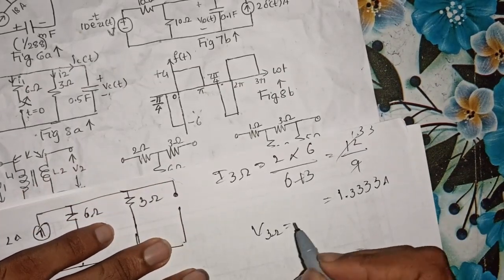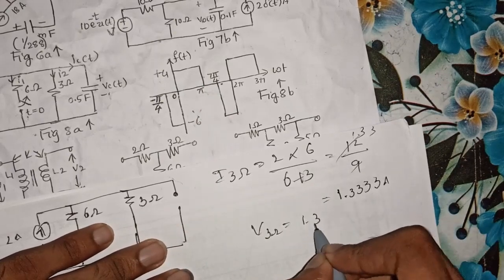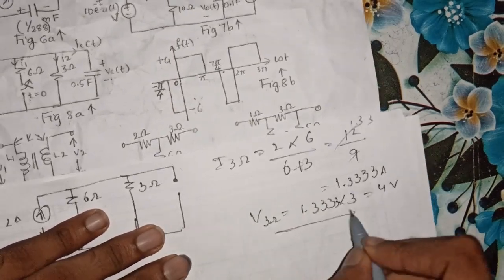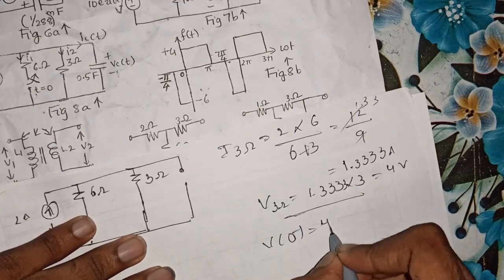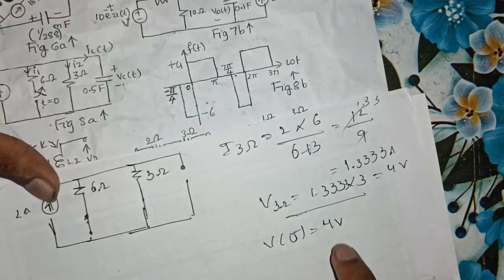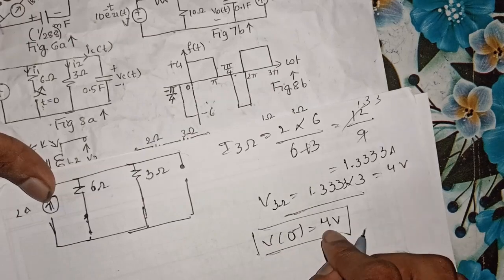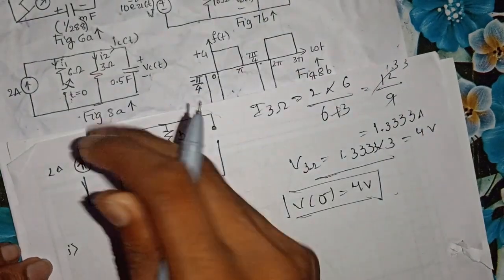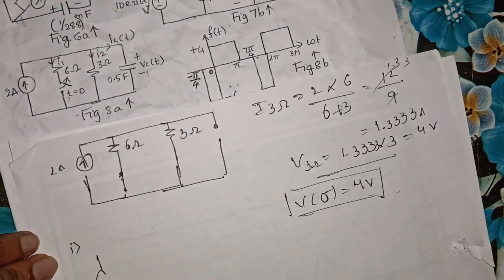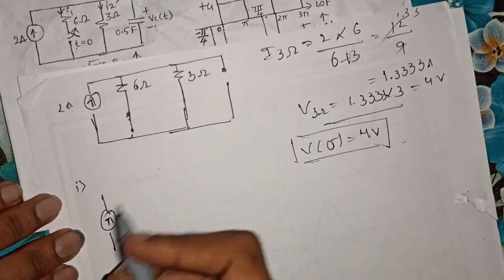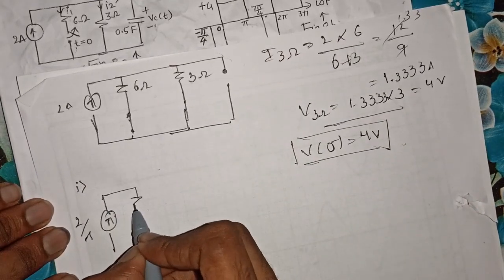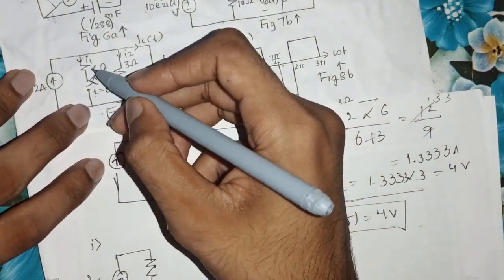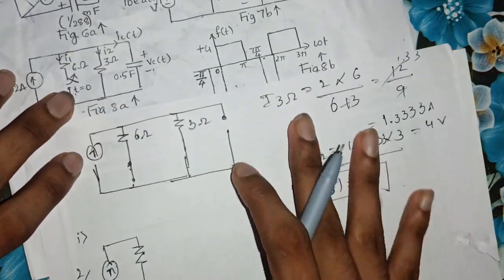And in order to calculate the voltage across your 3 ohm resistance, which will be current into resistance, 1.333 multiplied by 3 is equal to 4 volts. So V of 0 minus is 4 volts, and the capacitance voltage is 4 volts. Now we have calculated the 4 volts. Now by applying the previous steps, first you have to convert this into frequency domain. The 2 ampere current source is converted into frequency domain and we get 2 by S. Please note that at time t equal to 0 the switch has been opened, so this branch is open circuited. No need to consider this branch.